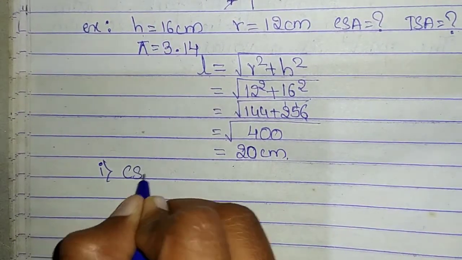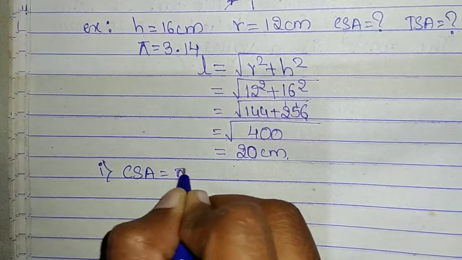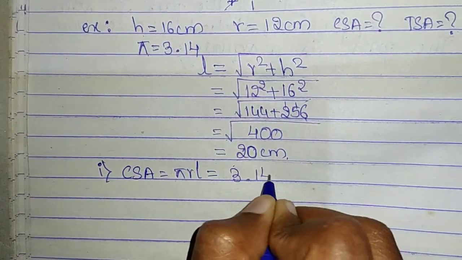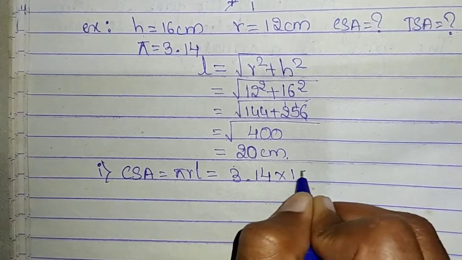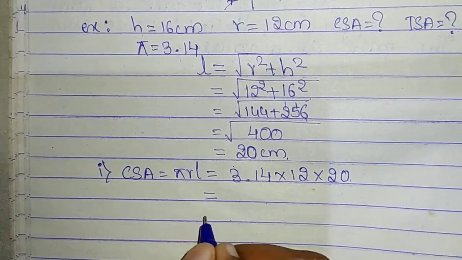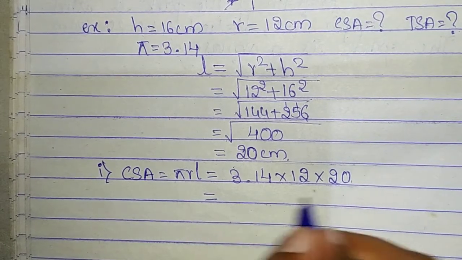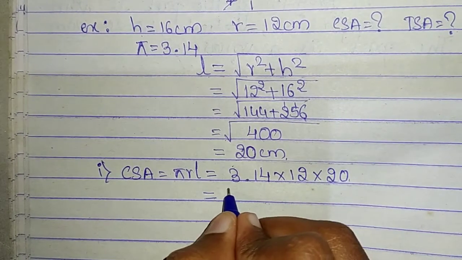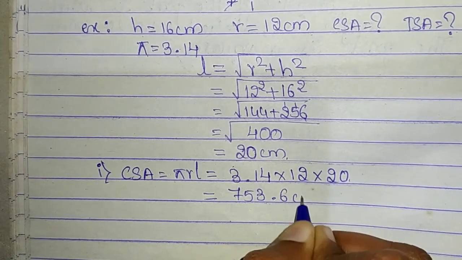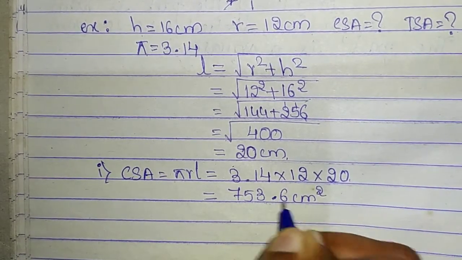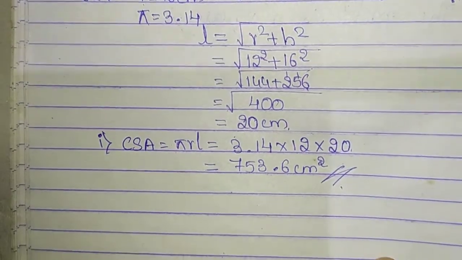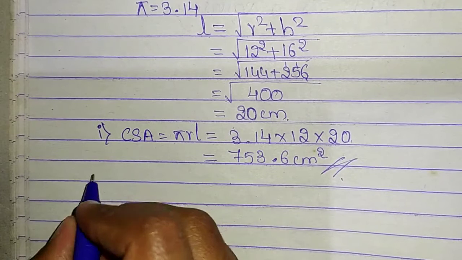First, CSA is equal to pi RL. They have told us to take pi to be equal to 3.14, so 3.14 into R, which is 12, into 20. The curved surface area will be equal to 753.6 centimeter square. This is the solution. And now further we have the total surface area.